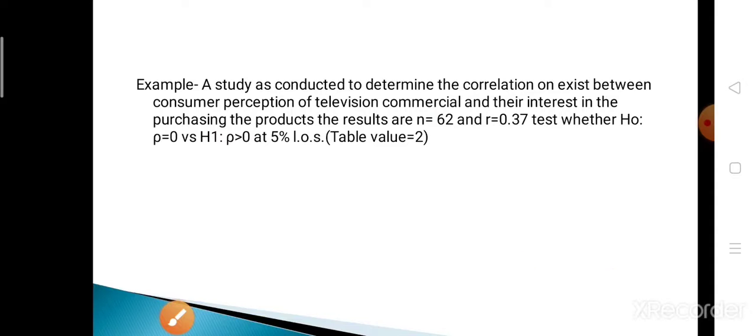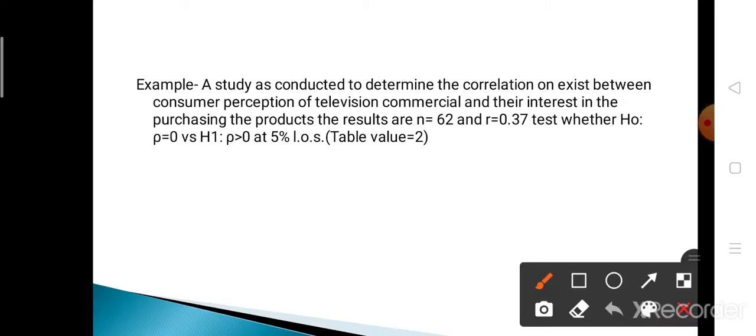Let's see one example. A study was conducted to determine the correlation exists between the consumer perception of television commercial and their interest in purchasing the products. The results are n is equal to 62, small r is equal to 0.37.